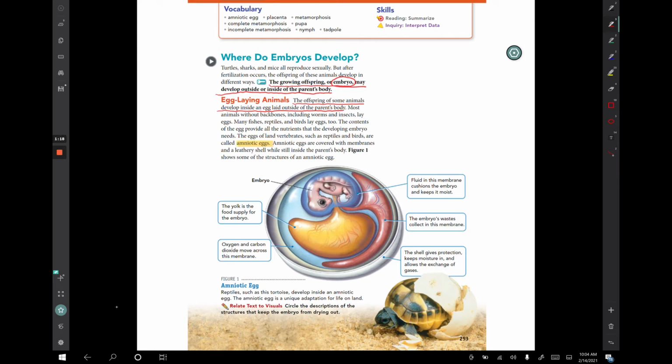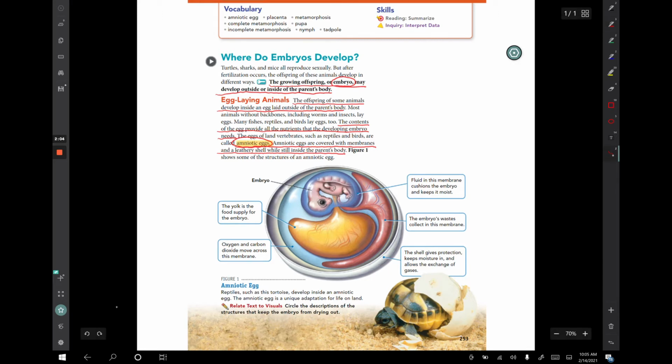The contents of that egg provide all the nutrients that the developing embryo needs. It's called an amniotic egg. So amniotic eggs are covered with membranes and a leathery shell while still inside the parent's body. Even a chicken egg is kind of leathery until it's laid, and then it sort of hardens up and becomes what we typically know as a hard egg shell. So I want to look at all the different features. I know on the surface it looks like a simple structure, but it's rather complex actually. So let's go down here and look at the different parts.